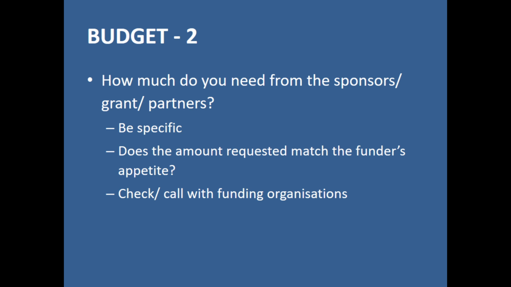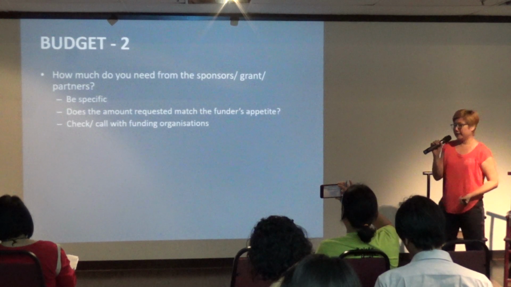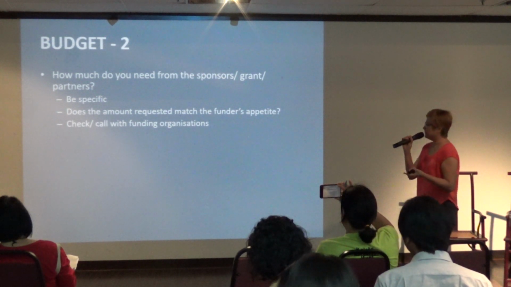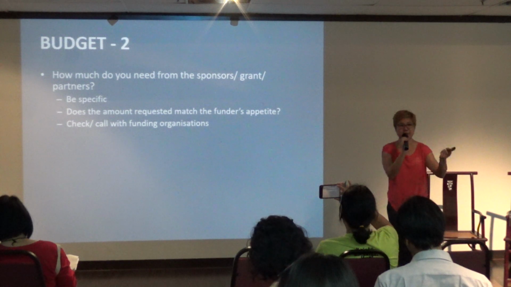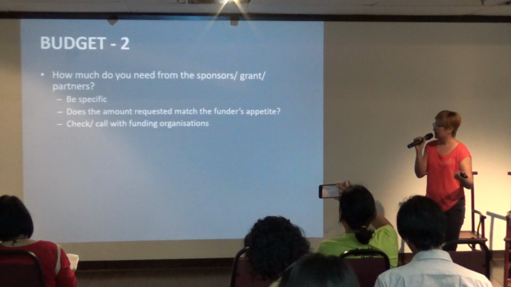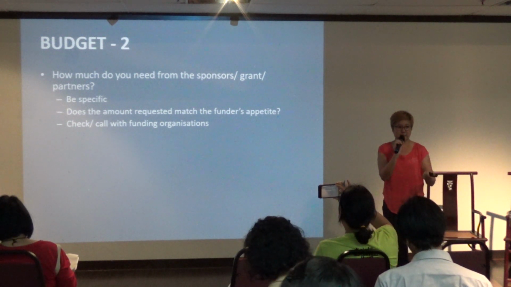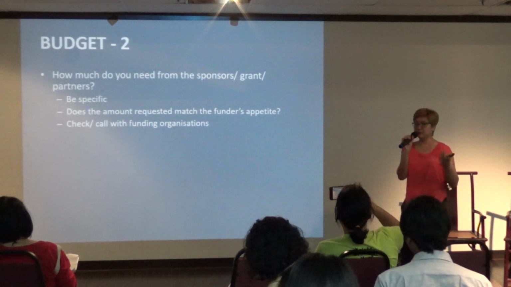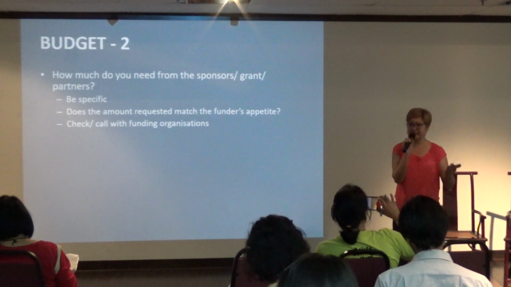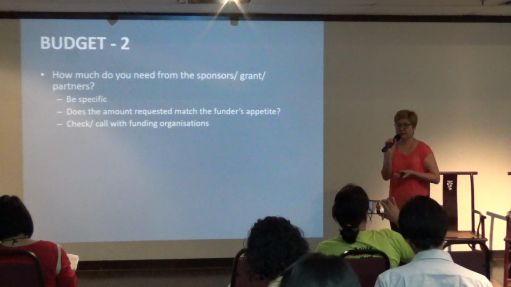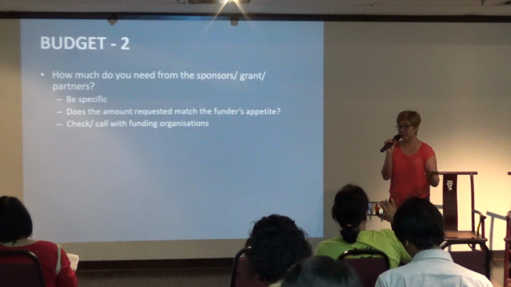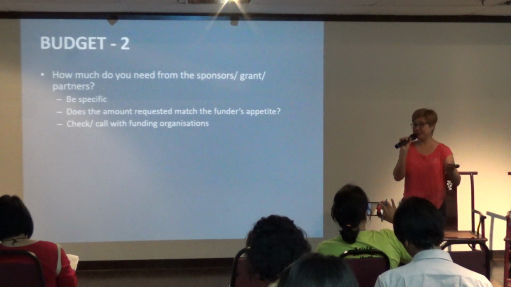And this is a thing that people worry about a lot, I think. How much do you actually need from your sponsors and your grant partners? It'll be very useful to be specific. And it'll be very useful to know whether the amount that you request matches the funder's appetite. If you don't know, you can check or call the funders. So now you know the most you can get is 10,000 for INSO. So it's really quite pointless to try and get the whole 100,000 that they are putting out.